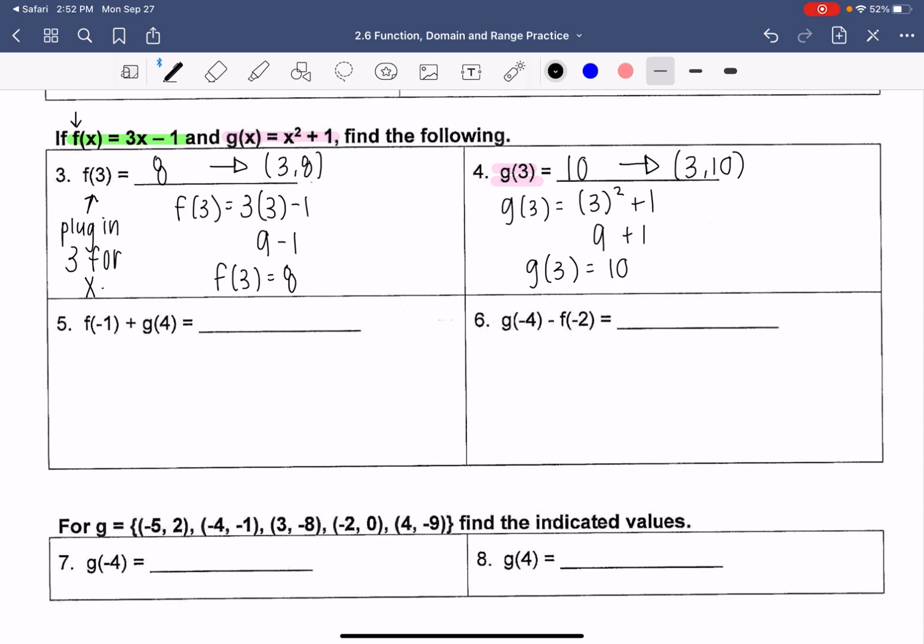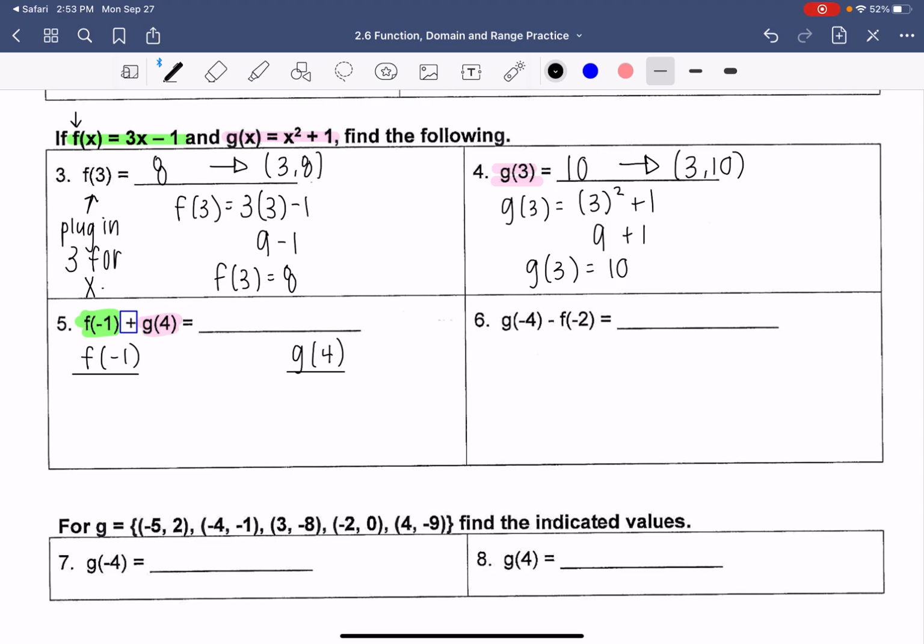All right, what if we have something like this, where it's f of negative 1 plus g of 4? So what we have to do here is plug in the functions separately, and then we're going to take both of our values and just add them in the end, okay? So we're going to do f of negative 1 here, and then g of 4 here, just so we can keep them separate and don't get confused.